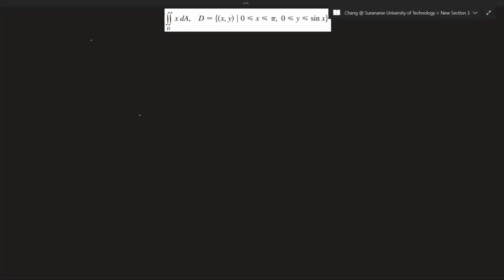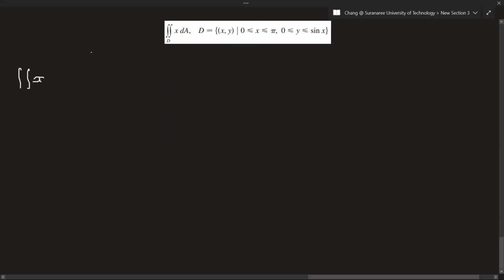All right, so let's solve this problem. The function is x, and the variable x ranges from 0 to pi and y ranges from 0 to sine x. So we have to integrate with y first, because we can decide by looking at the intervals. So the y intervals range from 0 to sine x, because sine x is equal to the x variable, and for x we have 0 to pi.